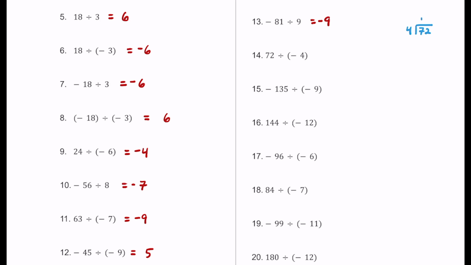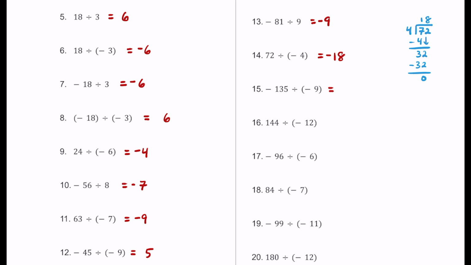4 goes into 7 one time. 1 times 4 is 4. 7 minus 4 is going to be 3, and let's bring down this 2. So we have 32. 4 times 8 is going to be 32, and the remainder is 0, so it goes in evenly. So 72 divided by 4 is going to equal 18, but it's the opposite of 4, so our quotient should be the opposite of 18, or negative 18.